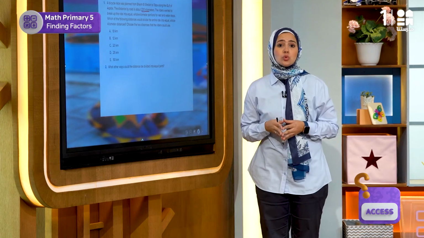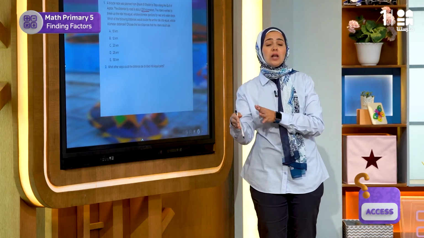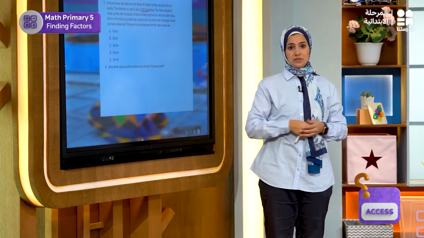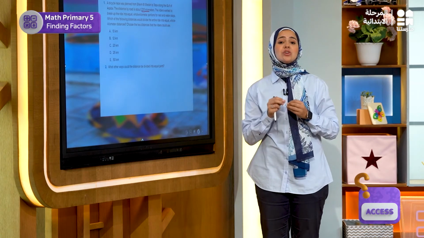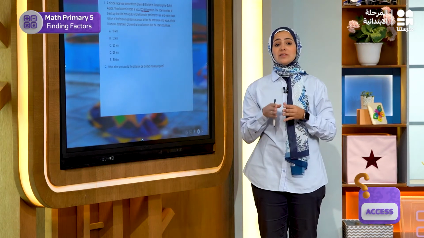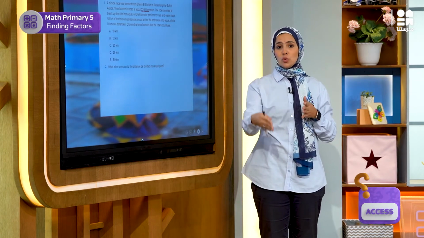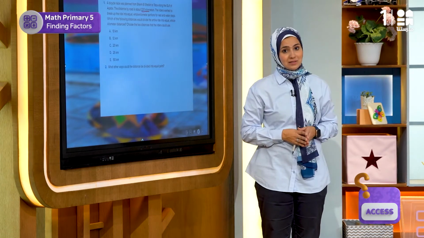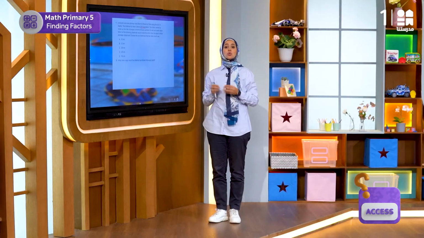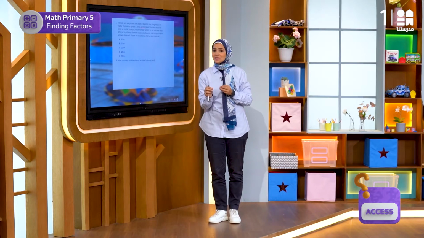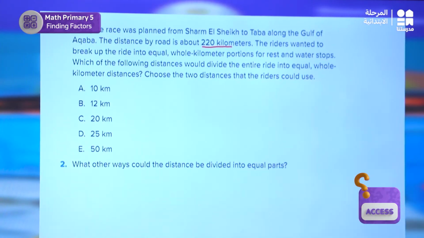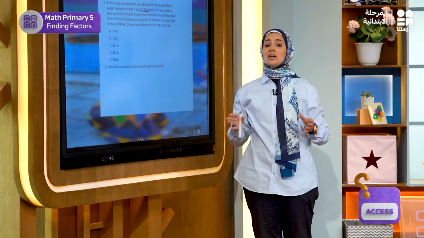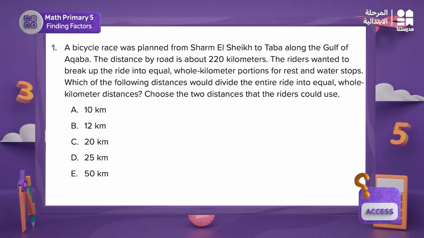The riders wanted to break up the ride into equal whole kilometer portions and rest and drink water. We're asked which of the following distances would divide the entire ride into equal whole kilometer distances. We're also asked to come up with other ways to divide the distance into equal parts. These are the choices. I will give you time to think and choose the correct answer, and we will discuss the answer when we get back.